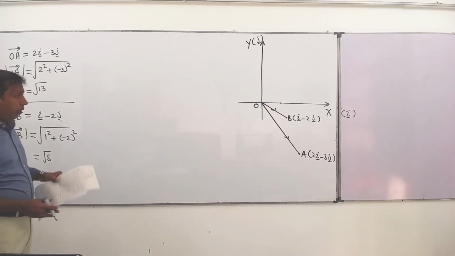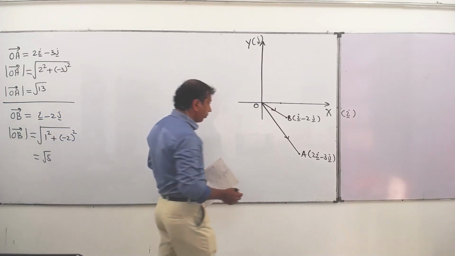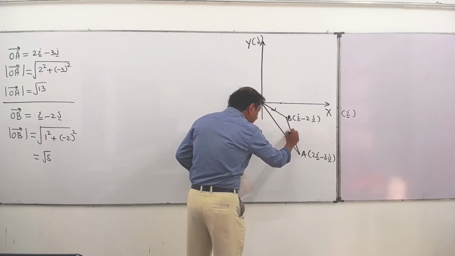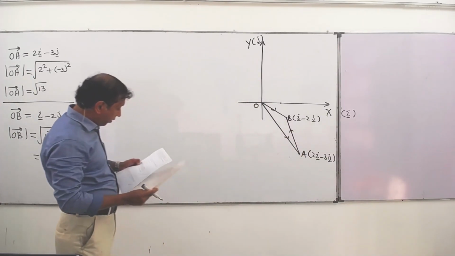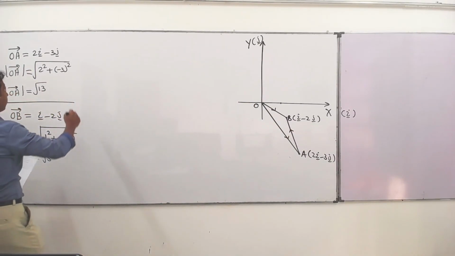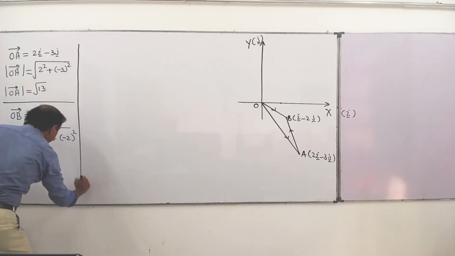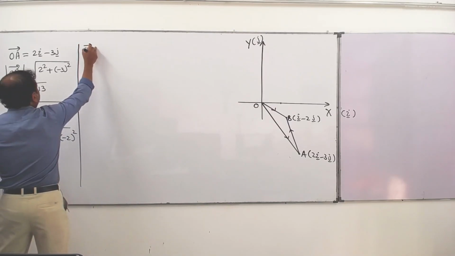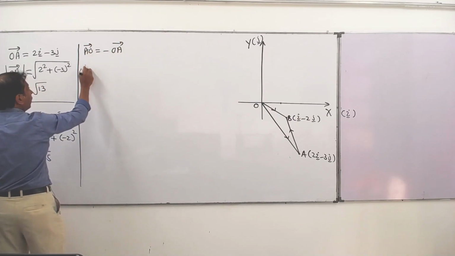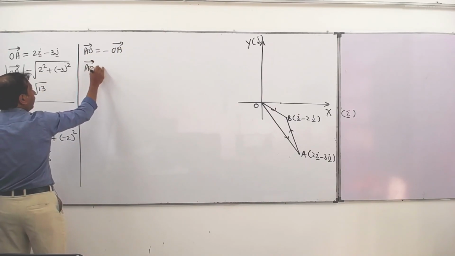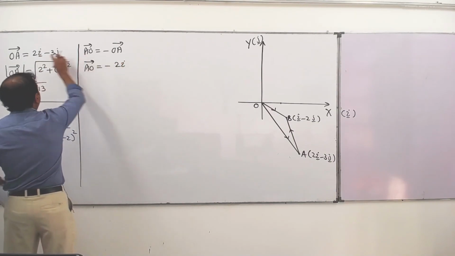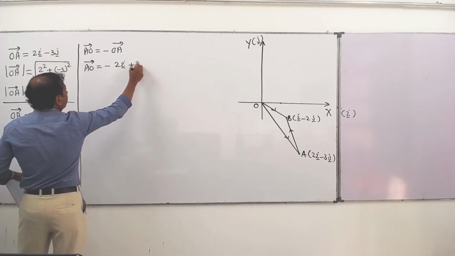Right. Now we need the AB vector to take the dot product. We need the AO vector and the AB vector, and we take the dot product. AO vector means minus OA. Then the AO vector is minus OA vector. Multiply this by minus sign: minus 2i plus 3j.